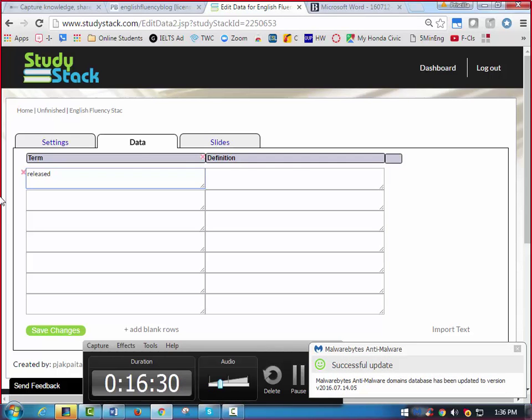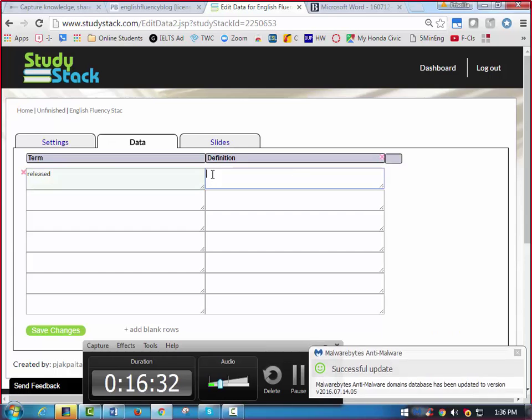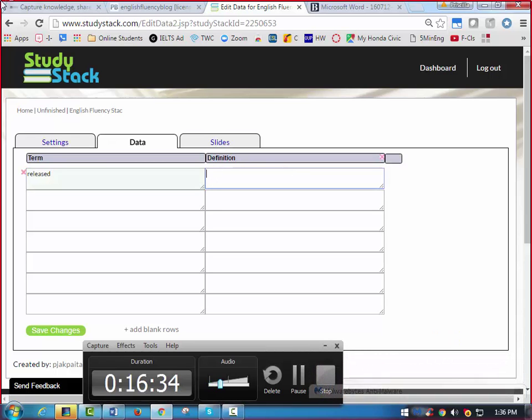R-E-L-E-A-S-E-D. Okay. The definition for release is to issue, I-S-S-U-E. Now, I'm going to put my sentence. The government released information regarding taxes last week. You can put whatever you want.